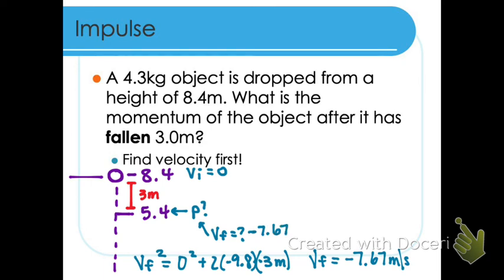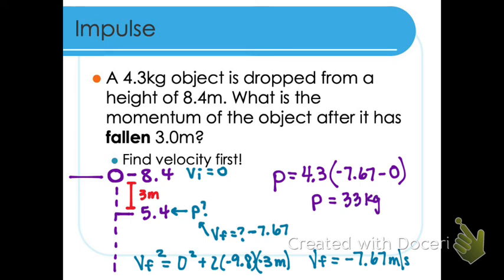Now I can go solve for my momentum. Right, so P equals mass, 4.3, times the velocity, so negative 7.67 minus 0. And I get a momentum value of about 33 kilogram meters per second. Right, 32.97. Okay, fine.